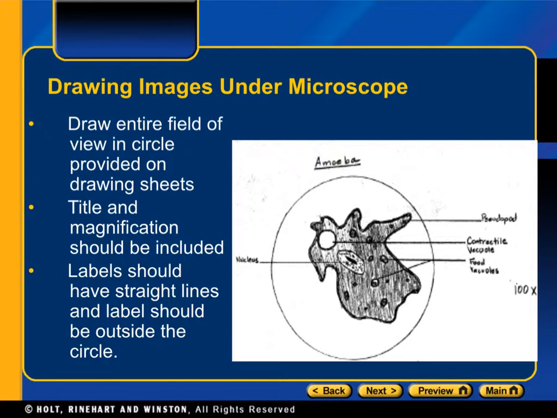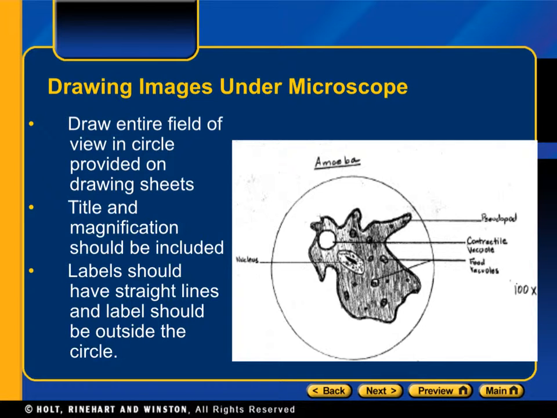Also, at the top of your picture, there should be a line provided for you. You're going to title what image you are looking at. And then also you're going to jot down the magnification. So remember, the magnification is the ocular lens times whatever objective you are using. So if you are using the 10x objective, then it's 10 times 10, and that would be 100x, as shown in this example of this amoeba.